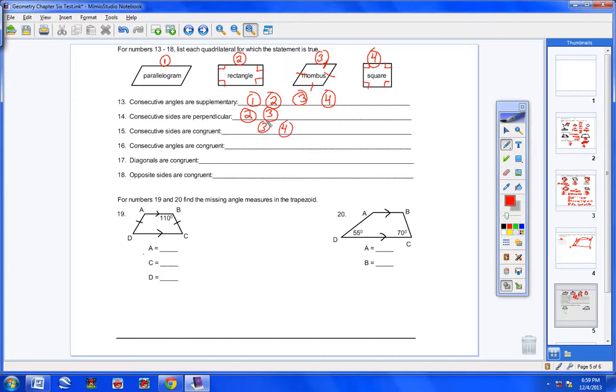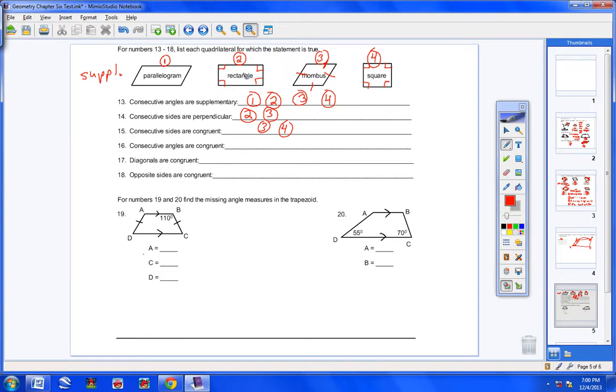All right, number 16, consecutive angles are congruent. Now, that's not true. A parallelogram, we know that's not always true. Consecutive angles in a parallelogram are what? Do you remember? Supplementary. Okay? And so we do not know for sure that in a parallelogram these consecutive angles are congruent at all.